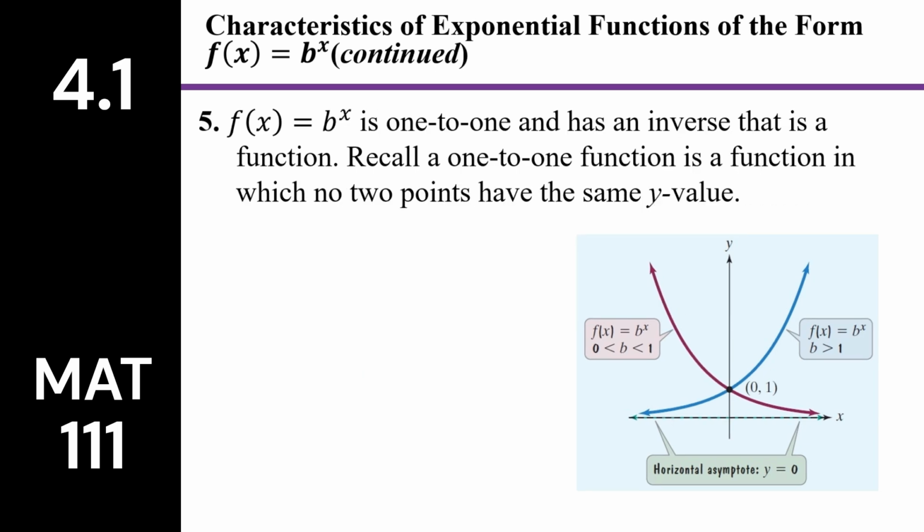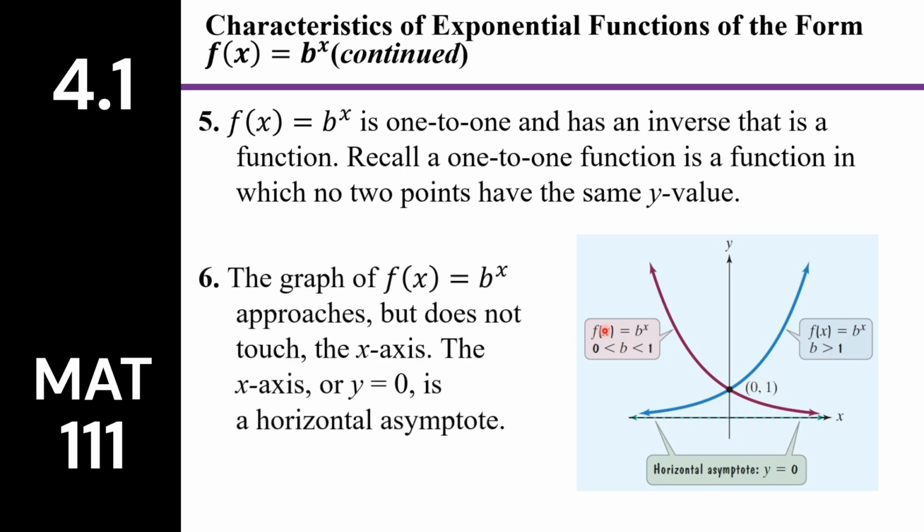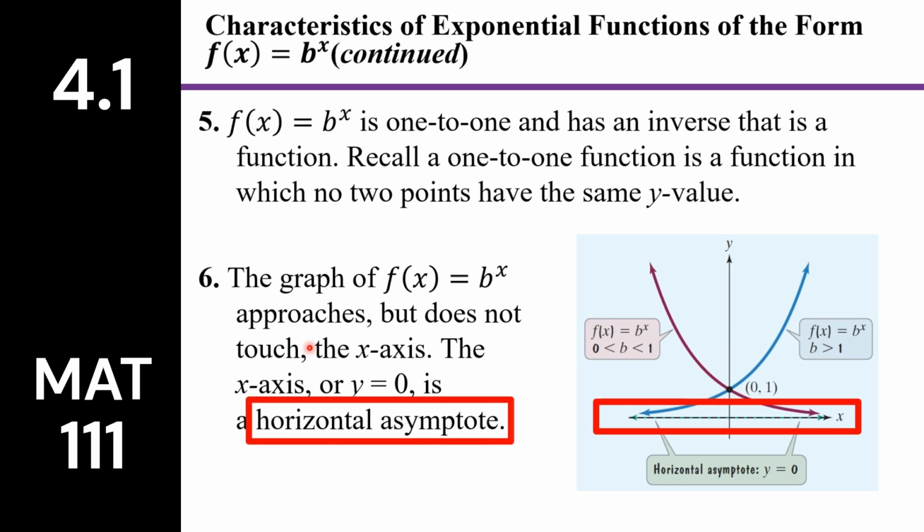The fifth characteristic that we'll look at is that this function is one-to-one and has an inverse. Recall that a one-to-one function is a function in which no 2 points have the same y value. So if we have different x's, they'll be at different heights. And finally, we want to look at the idea of how this graph approaches but does not touch the x-axis. We call that a horizontal asymptote, and that simply means that this is coming down closer and closer to the x-axis, but it never touches. The equation of this asymptote would be the line y equals 0.